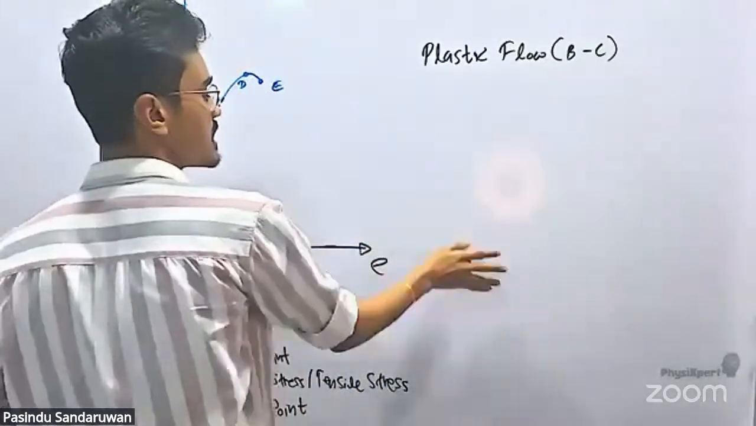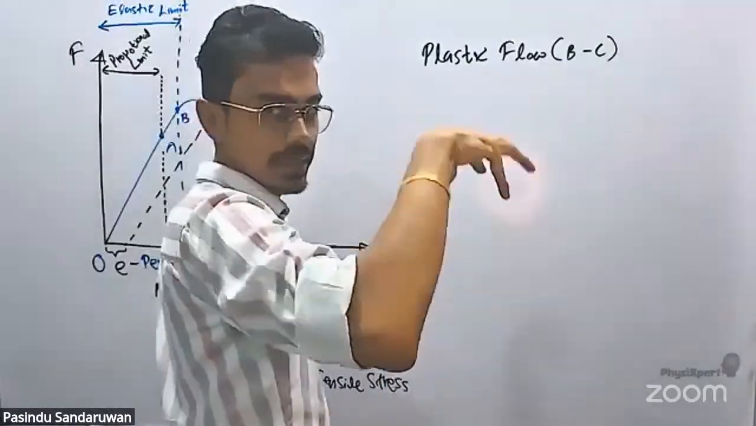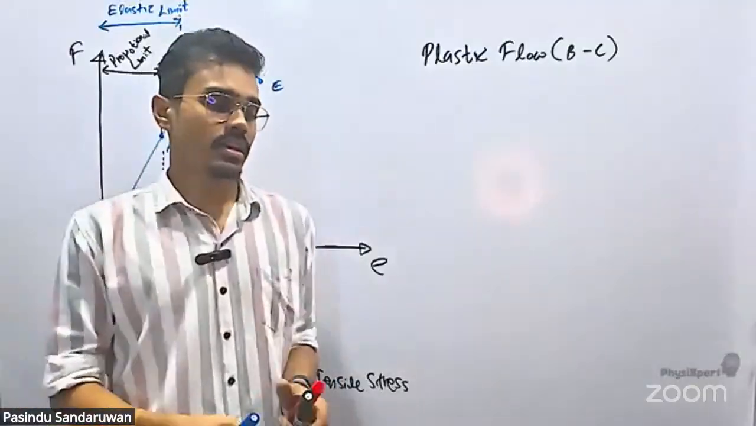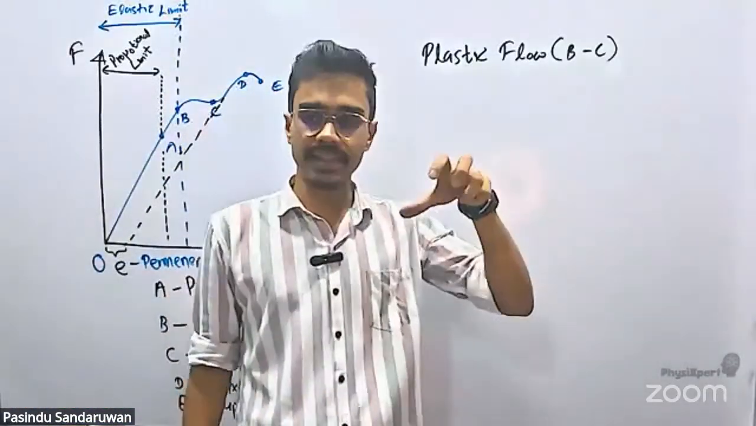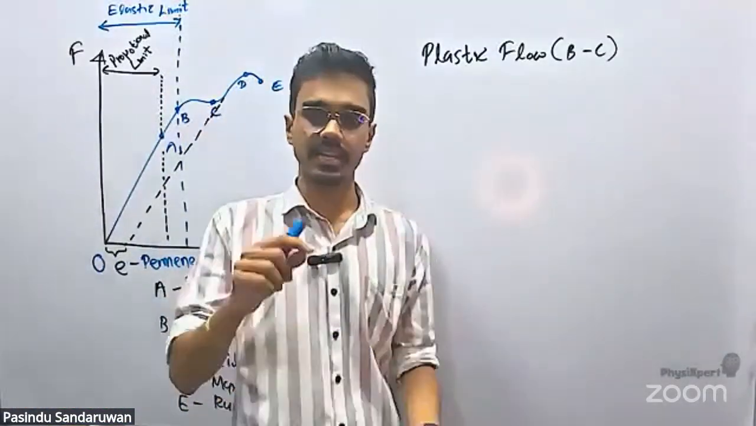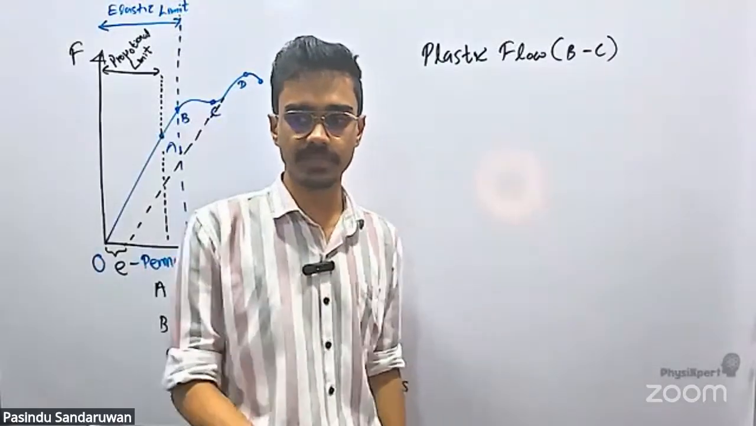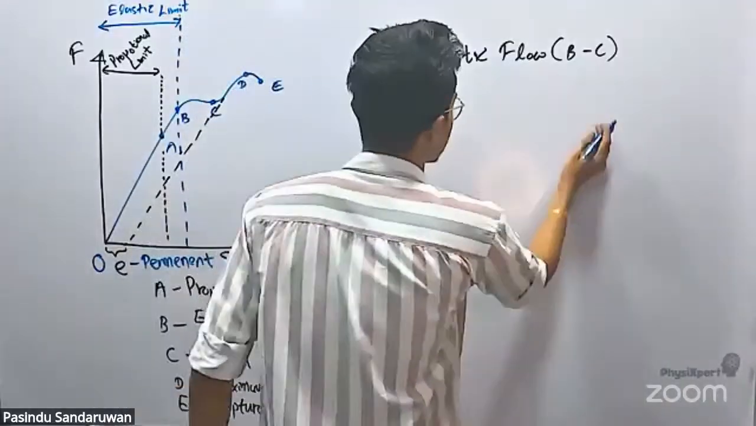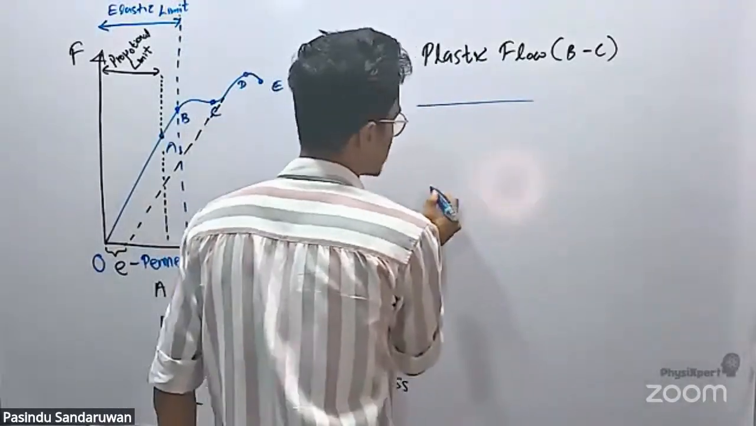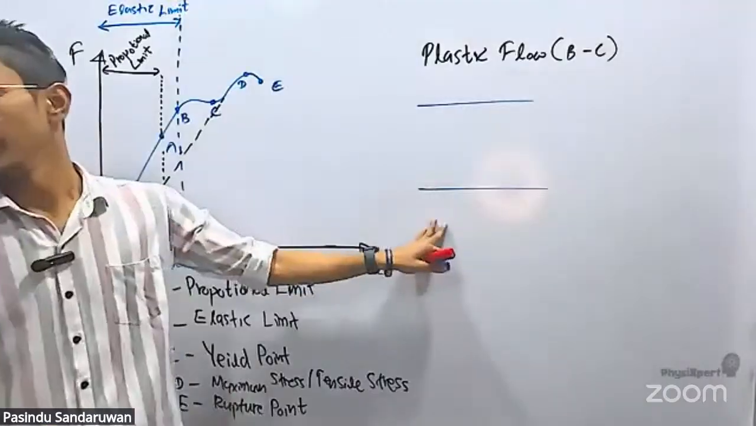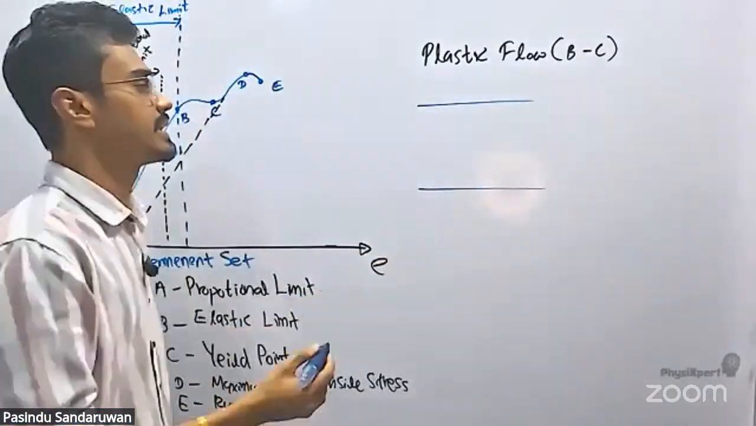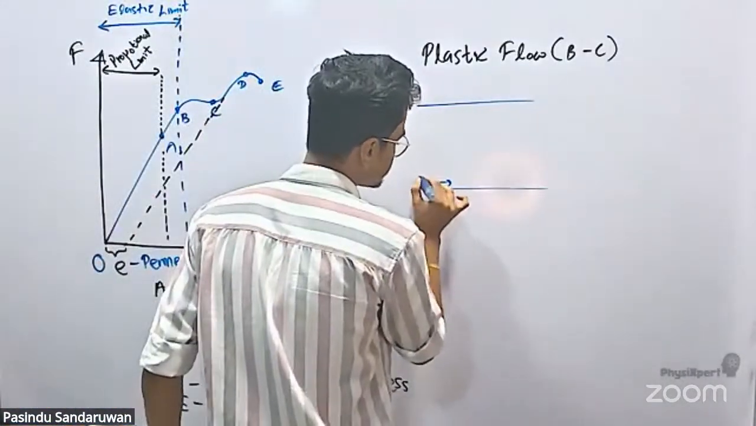Plastic flow means something like this. Now, when we go deep down, any material is made of layers, no? Any material is made of layers. Inside the material, it has its layers like this.